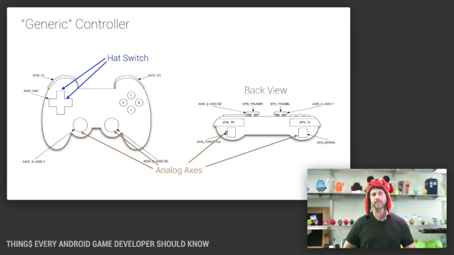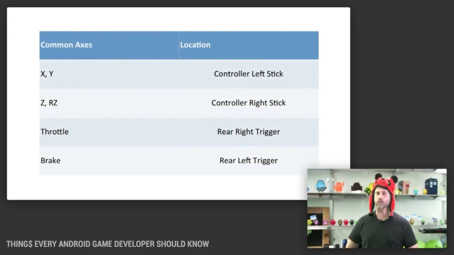And if you handle the analog event, you must handle the hat switch event as well if you wish to use the D-pad in your game. Because otherwise, the system will think you've handled the analog event and you won't get the generated D-pad event. So here are some common axes that controllers will have.